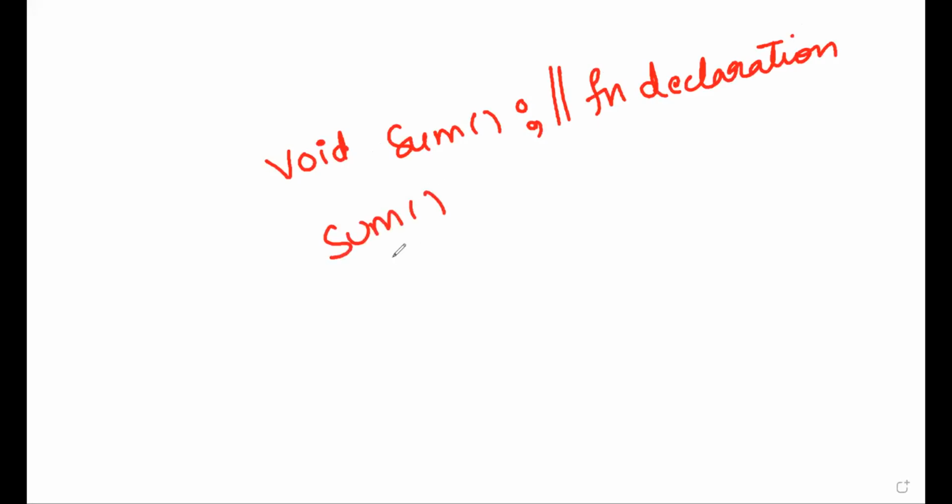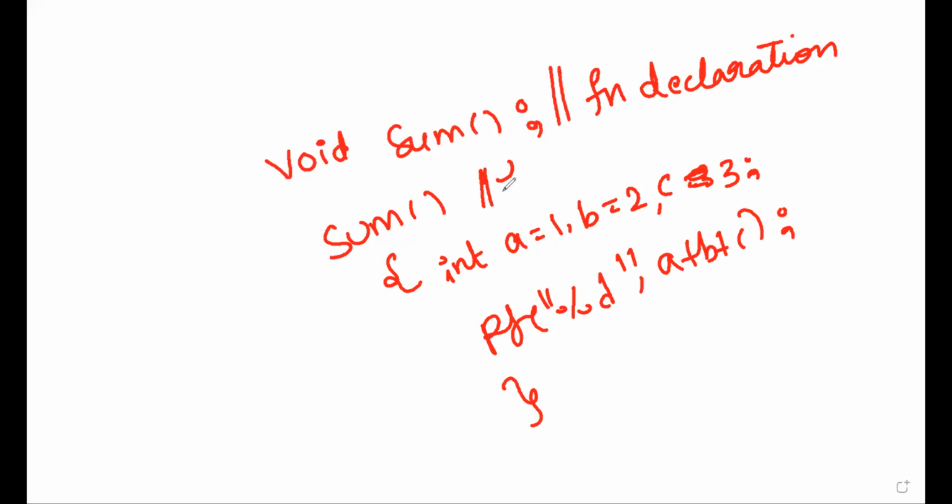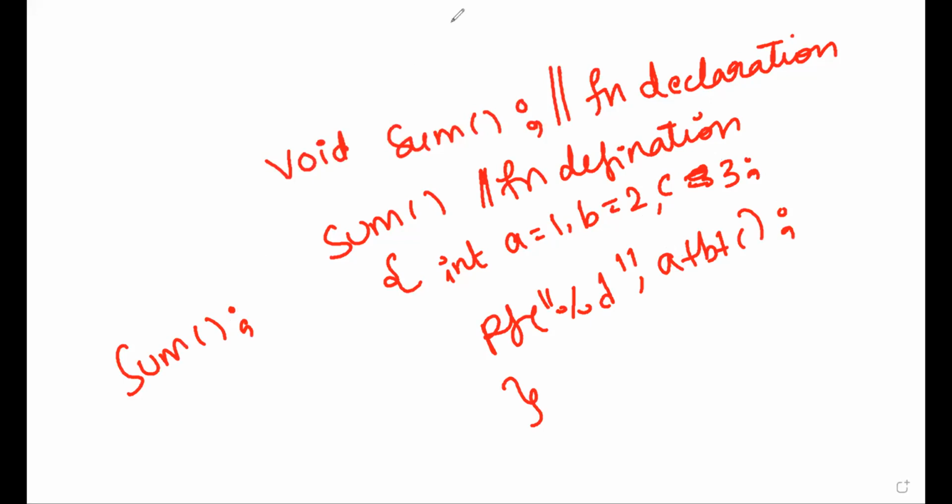Sum, suppose int a equal to 1, b equal to 2, c equal to 3, printf percentage d, a plus b plus c. So this is called a function definition, and this is called function calling. So there are three various types.